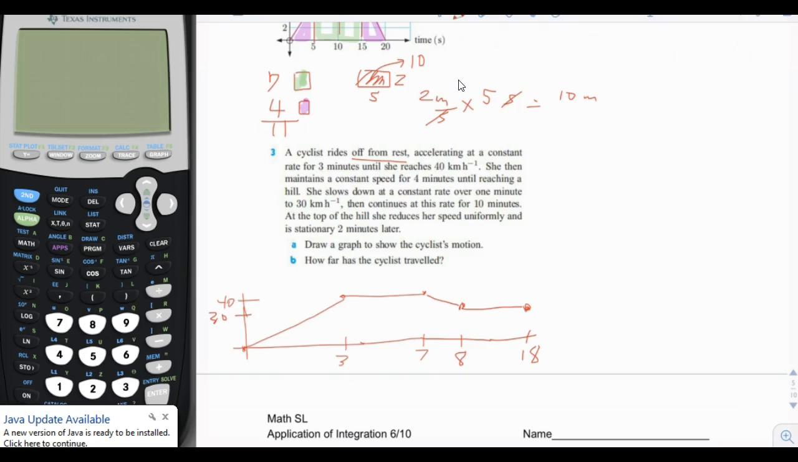And then at the top of the hill, she reduces her speed uniformly and is stationary 2 minutes later, so that would be the 20-minute mark. Okay. I think that's right?